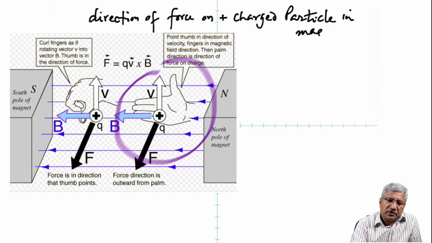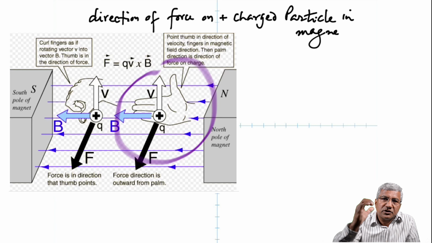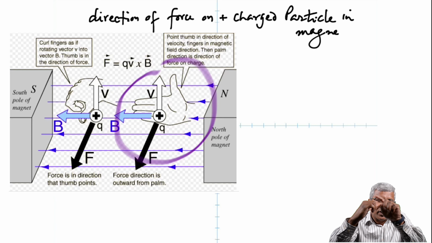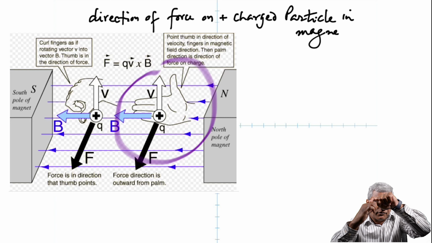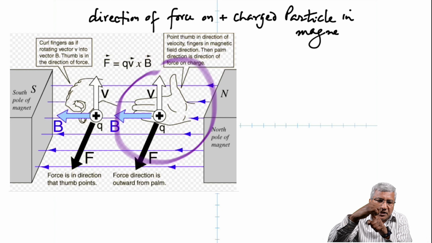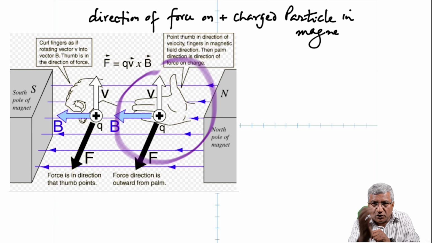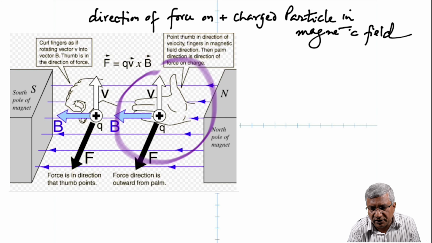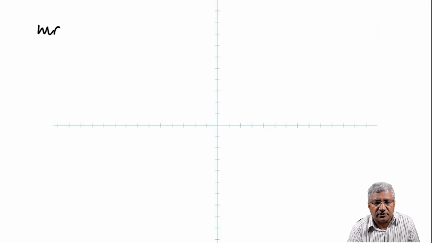And the diagram on the left side shows you actually how you could use the curl fingers, because it's V cross B. If you could take your fingers from velocity to magnetic field, curl it from V to B, then the thumb would give the force. Now, if that's confusing, just look at the one on the right side. So that's how you find the direction.